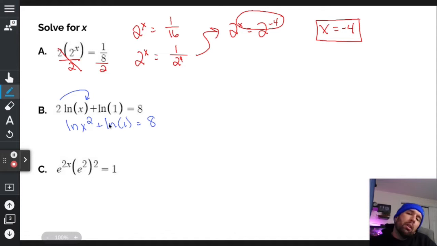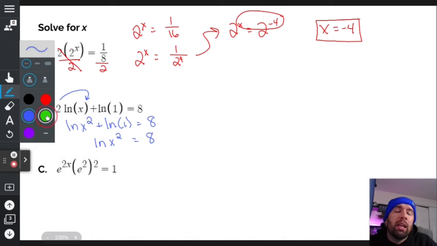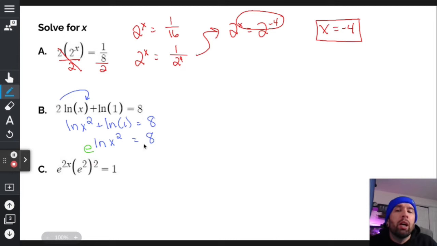When you're adding logs, or in this case lns, you multiply the inside. So this is going to be a tricky one. x squared times 1 is x squared. So I have ln of x squared equals 8. In order to get rid of an ln, remember ln is the same thing as log base e, you can take e to the power of both sides, and the e and the ln cancel each other out, bringing down the x squared. That equals e to the 8.